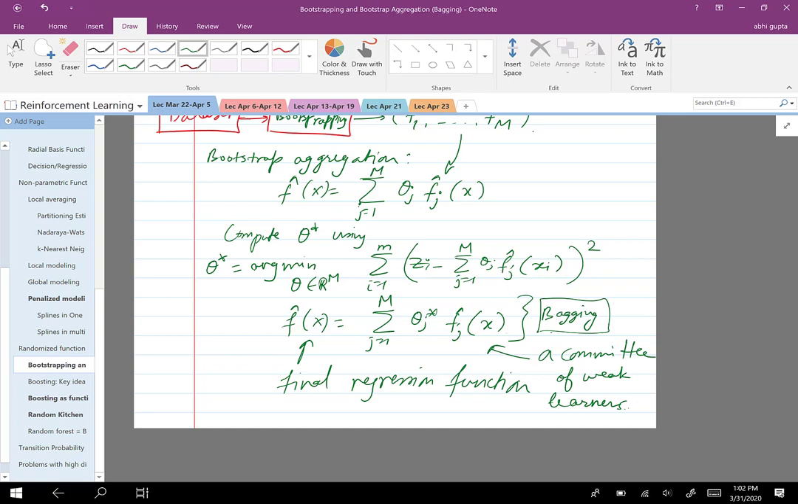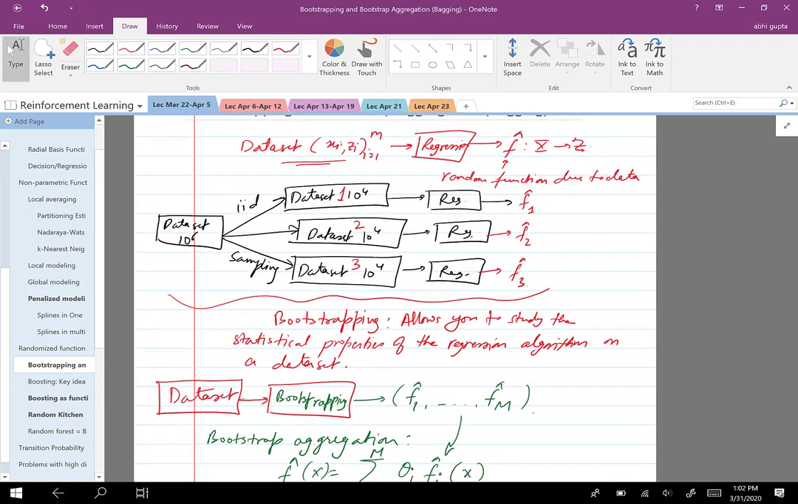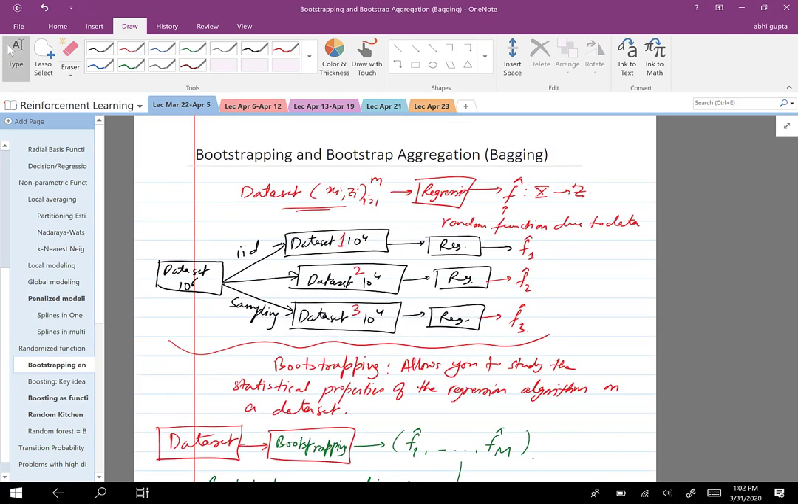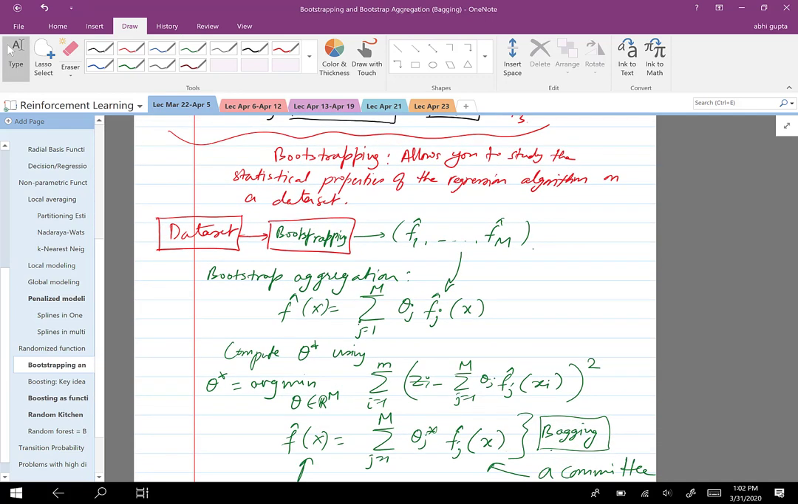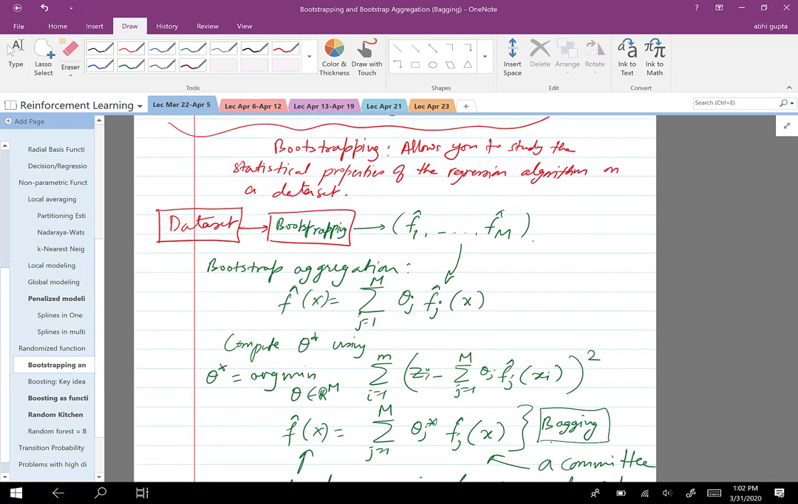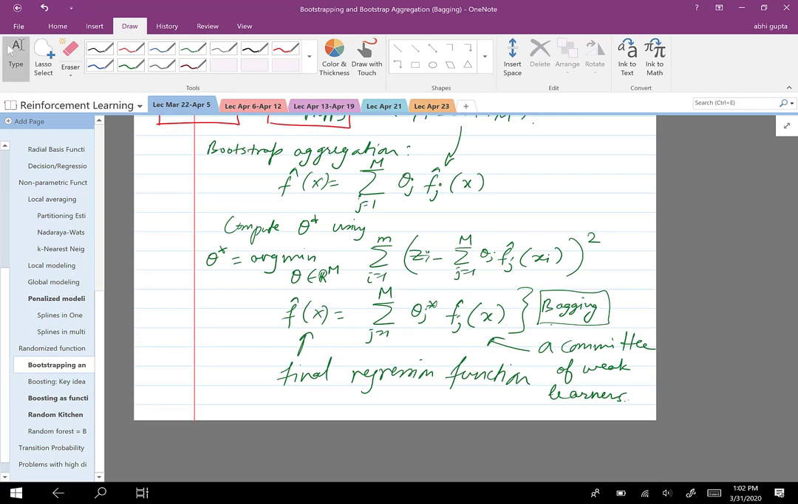Okay, so a committee of weak learners outperformed a dictator, and the dictator here is a strong learner, and the strong learner here is the original regression function. So a very simple idea, and it turned out to be a remarkable idea if you want to do a good regression. Okay, so another idea which is similar to this idea is known as boosting.